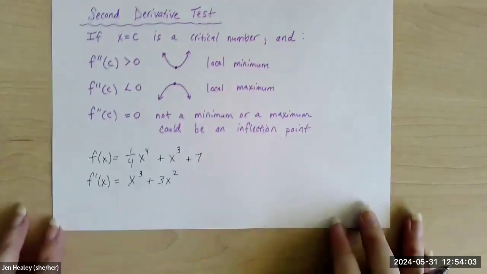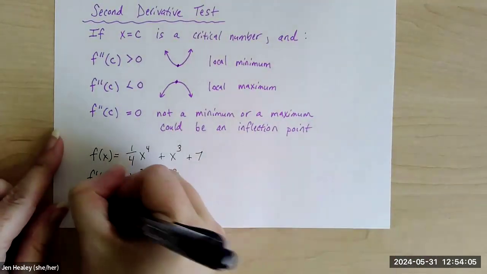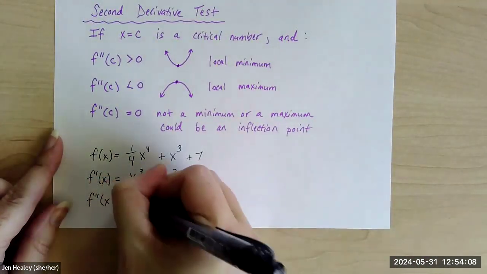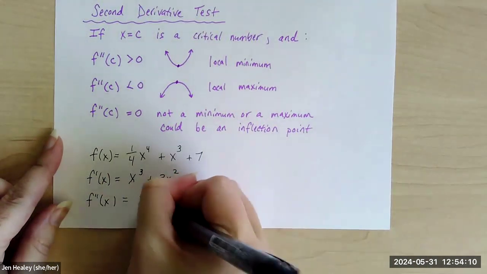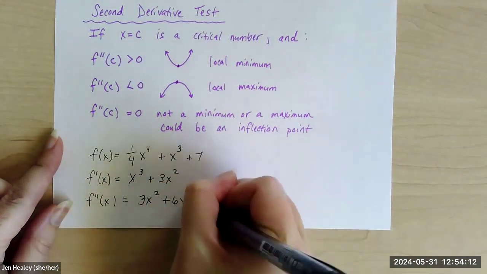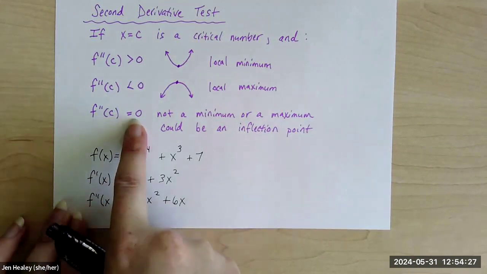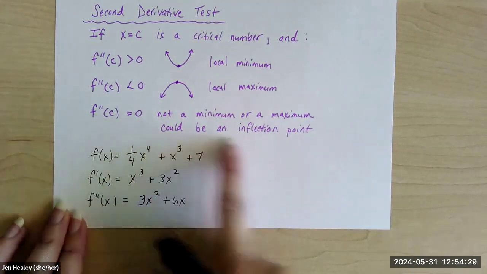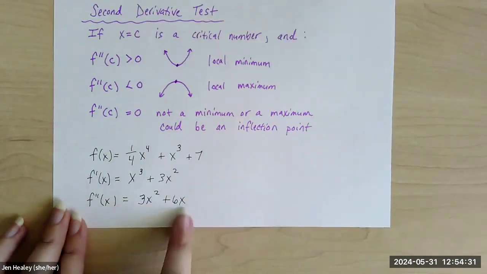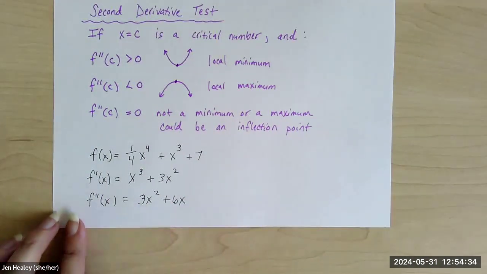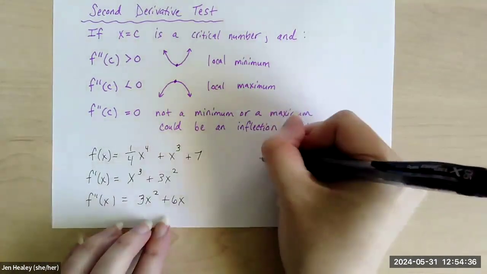So now when we take our second derivative, f double prime, I got f double prime of x equals 3x squared plus 6x. Because when this is actually equal to 0, it's possible we could have inflection points, I want to go ahead and set my second derivative equal to 0 to find possible inflection points.